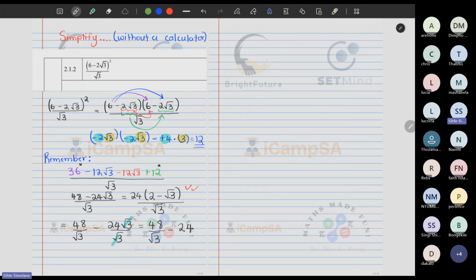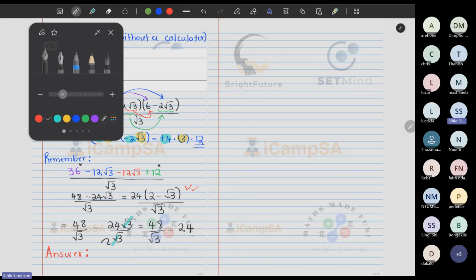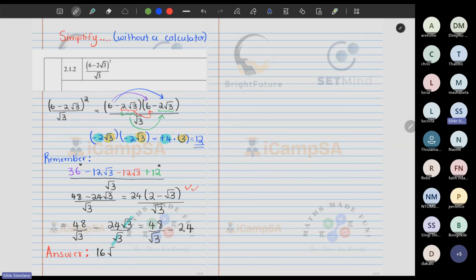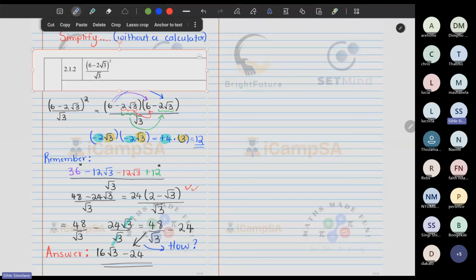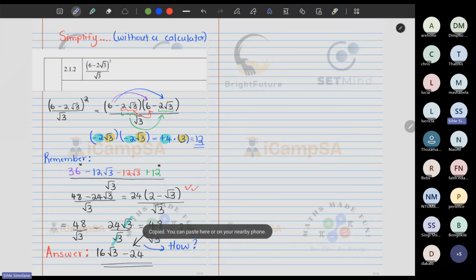Okay, so what I'm going to do is give you the final answer. This is the simplification I want you to go and look at. The final answer is going to be 16 square root of 3 minus 24. So I need you to figure out how I moved from here to there. That becomes your homework. How? Okay, done with that, guys. Let's go for the next question.